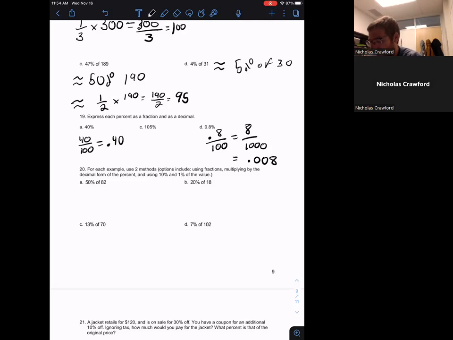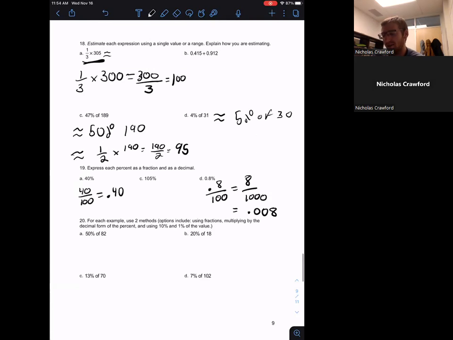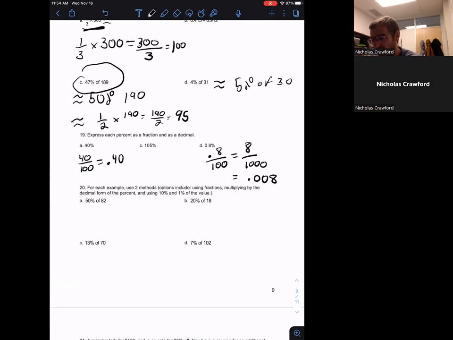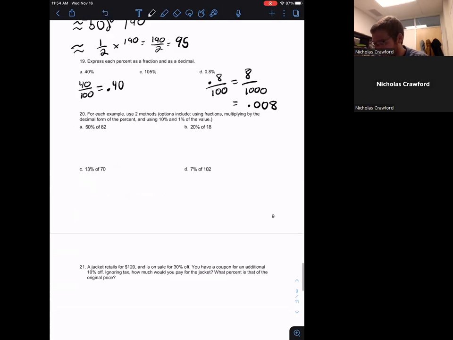All right, 20, I believe y'all can do because we just did it up there. You change it for part C. We did part C. That's exactly what A, B, C, and D are. You're multiplying percents by these whole numbers, right? So you change the percent to a decimal or a fraction, however you want to do it, probably a fraction, and then you just multiply straight across.